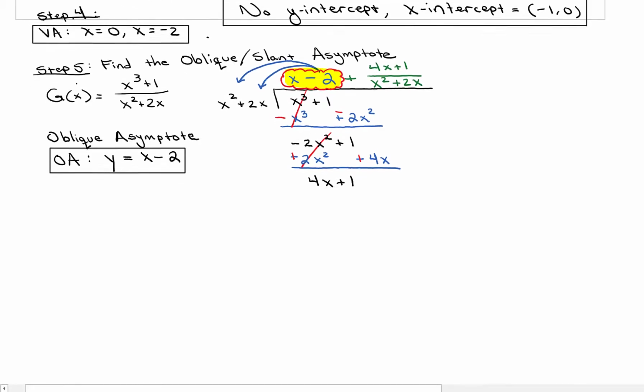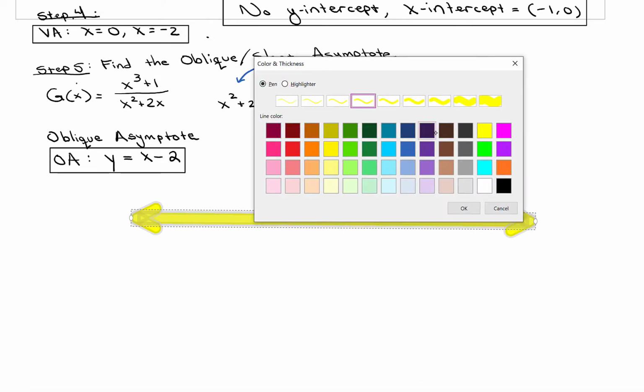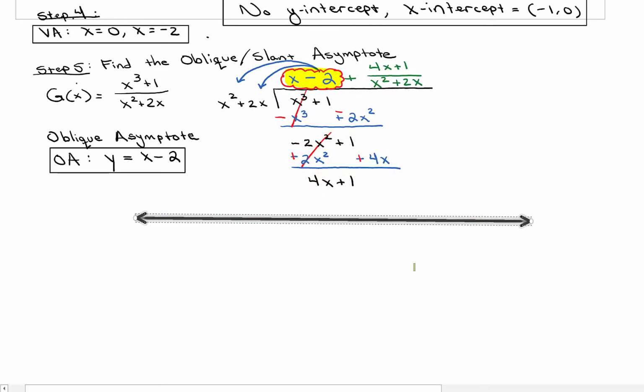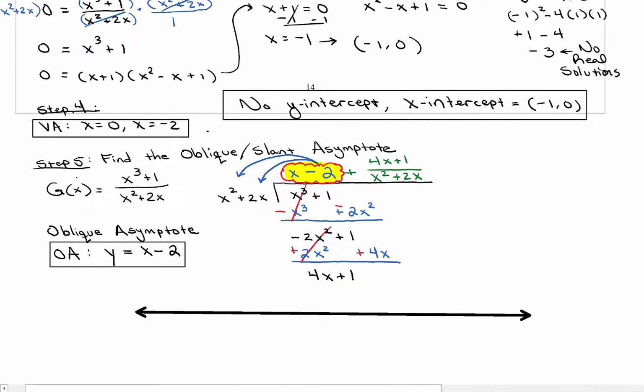So let's create some more space in here. And I'm going to draw a chart here. Actually, before I draw my chart, I'm going to draw a number line so that I can figure out how big my chart should be. I'm going to divide this number line using the values I got for any vertical asymptotes and also the values I got for any x-intercepts. So here I've got -1, 0 for an x-intercept.